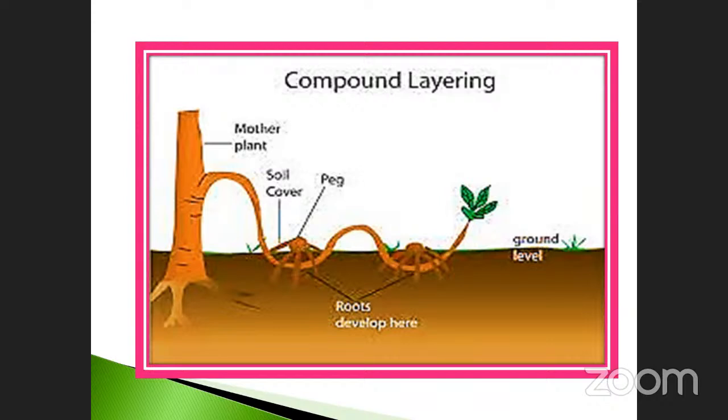Each and every node of the branch also develops roots. You have to make a cut here and also here, this one and this one also. You will get the entire plant. This one grows as a new plant, and this is also a new one. You will get a set of plantlets. So this is called compound layering.